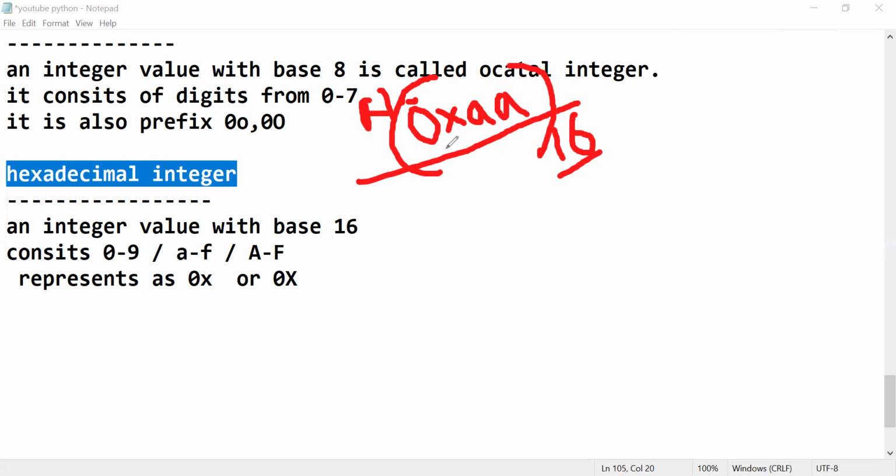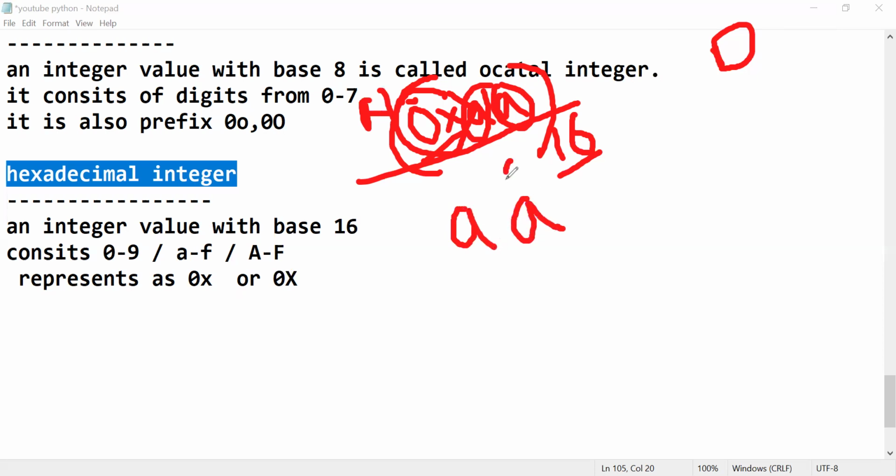If you want to convert this hexadecimal into decimal integer, we have to multiply. See guys, this is the representation. We need not consider the 0x. We need to consider only small a and small a. If we take small a and small a, this represents position index 0 and this represents 1.